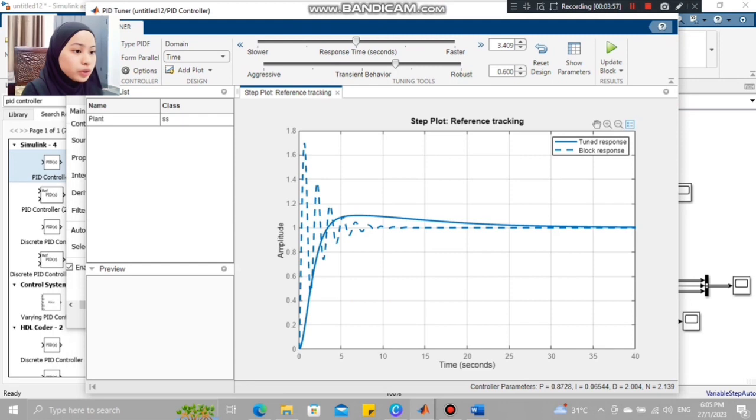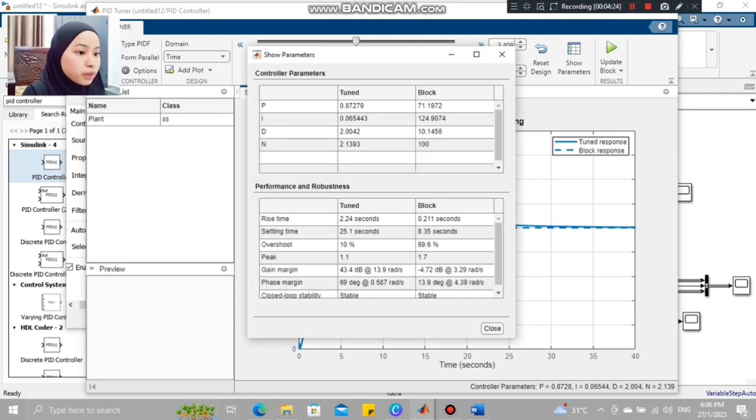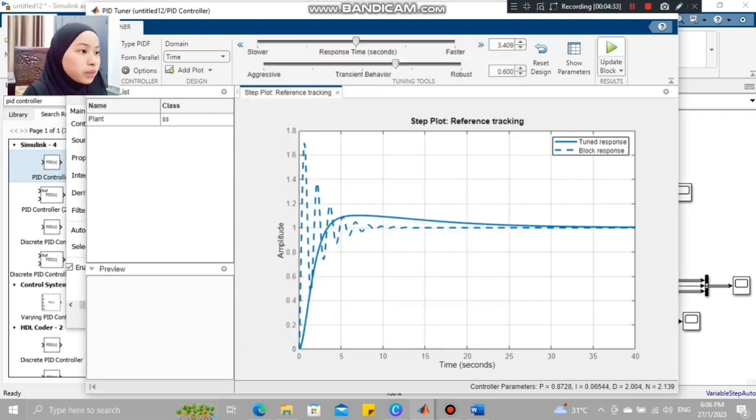So it will show you the response for manual and automatic graph. This is for the block response. For the block response, this is the manual response, and for the tune response, this is the automatic tuning response. So we can see the parameters for rise time, settling time, overshoot, peak in this block. Alright, and then click the update block.